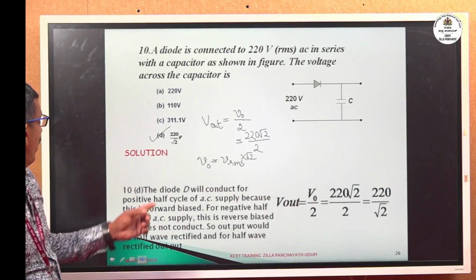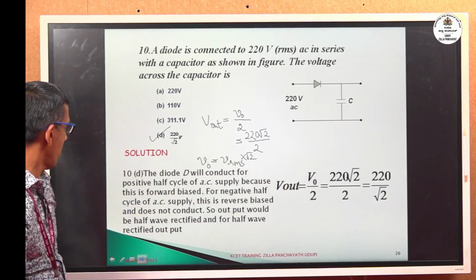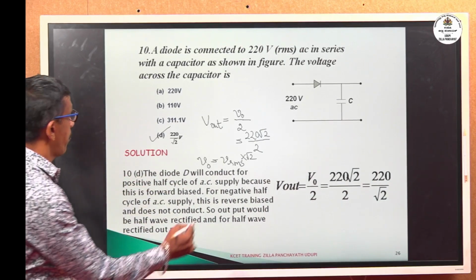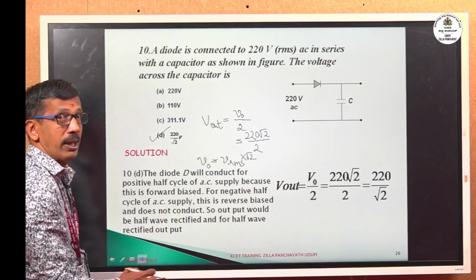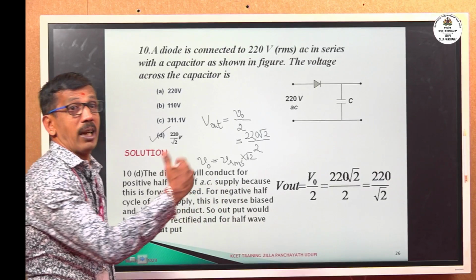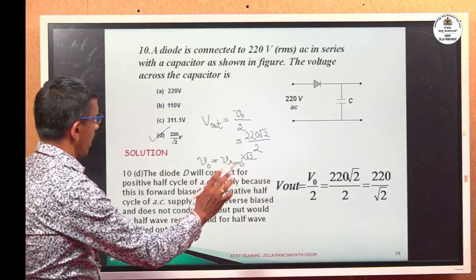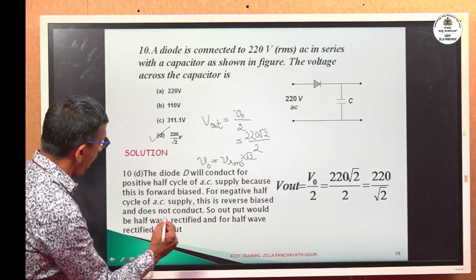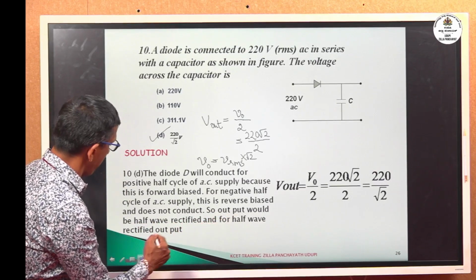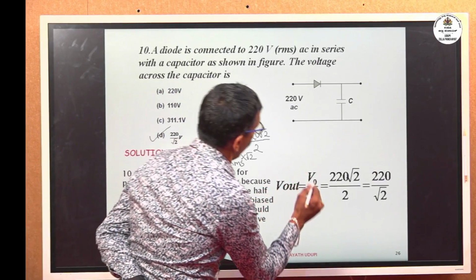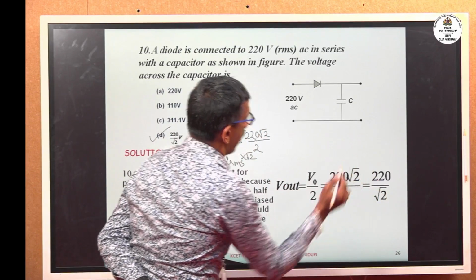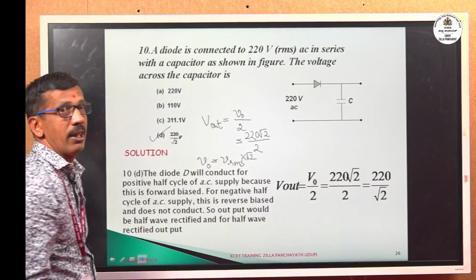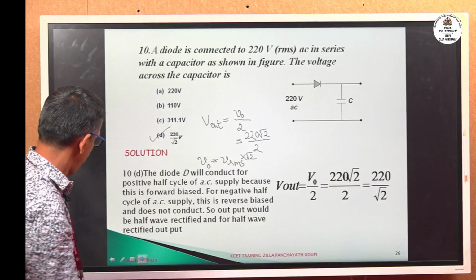The diode D will conduct for the positive half cycle of the AC supply, forward biased. For the negative half cycle of the AC supply, reverse bias, the diode does not conduct. Forward bias alli matra conduct ಮಾಡ್ತದೆ, reverse bias alli conduct ಮಾಡೋದಿಲ್ಲ. Output would be half wave rectified, and for half wave rectified output, V output is equal to V naught by 2, 220 root 2 by 2, 220 by root 2. Option D is the right answer.